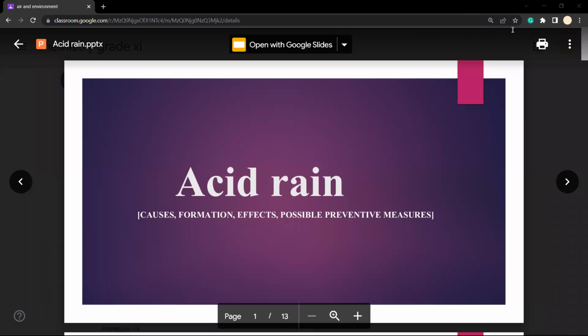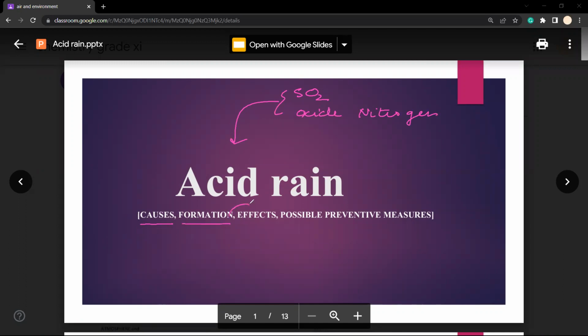As we have studied, a lot of air pollutants are acidic in nature. For example, we have sulfur dioxide, we have oxides of nitrogen, right? They are basically acidic in nature. So they lead to acid rain. So now let's talk about the causes of acid rain. The causes we already know: these are the pollutants which lead to acid rain, right? So we have already discussed that.